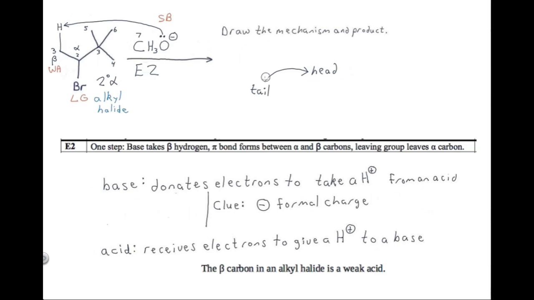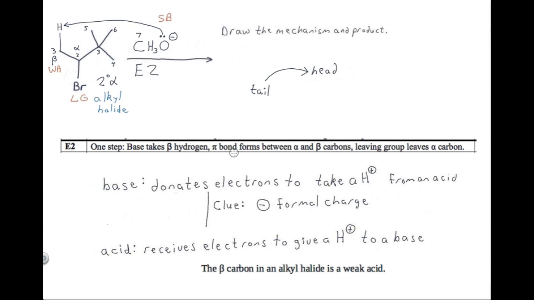I'm going to be using these terms to describe our electron-pushing arrows. This is the tail of an electron-pushing arrow. This is the head of an electron-pushing arrow. Electrons move from the tail of an electron-pushing arrow towards the head. A base goes at the tail to show that the base is an electron donor. And at the head of this arrow, we put the proton that the base is taking from the acid. So now we've drawn the arrow that shows the base taking the beta hydrogen.